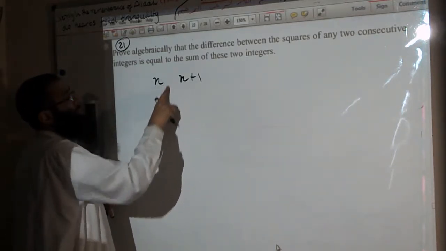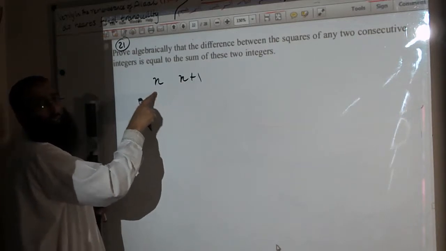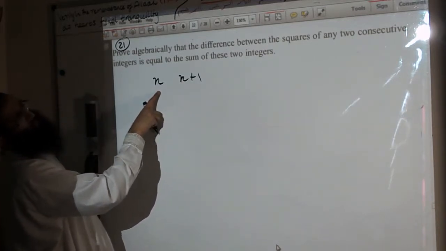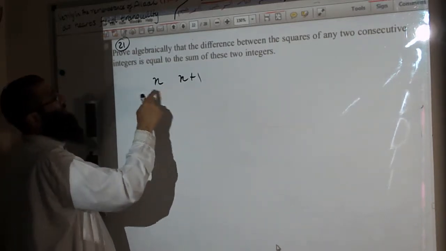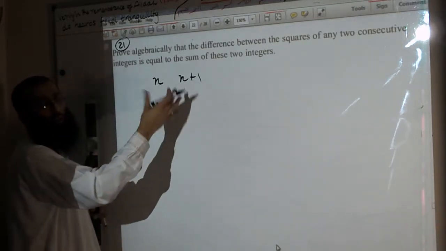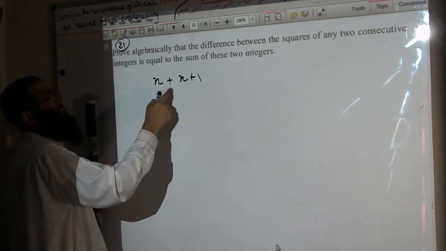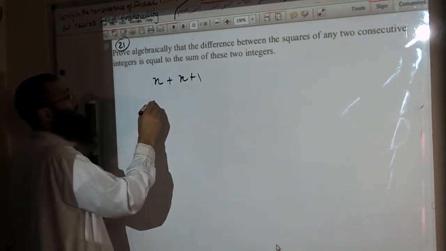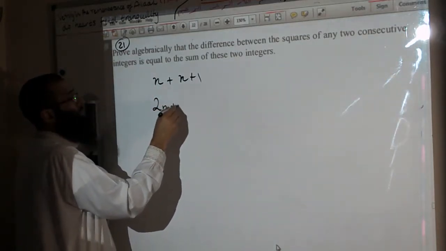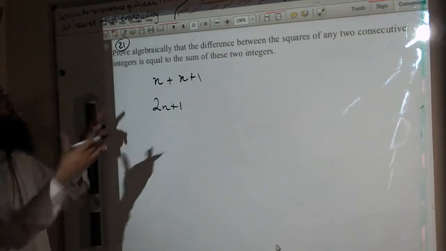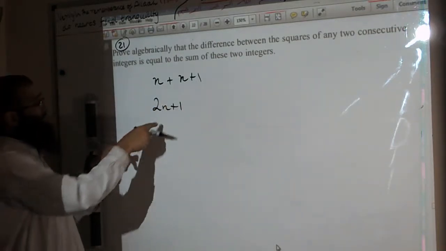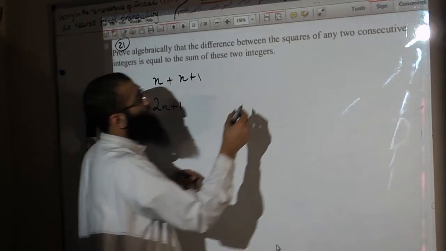So let's go to this. n is the first integer, and n plus 1 is the second integer. They're consecutive, which means one follows after the other. Okay? Now let's add them up. What's n add n plus 1? 2n add 1. So we have to prove that after we square them and subtract them, it gives us that total. So let's do that now.